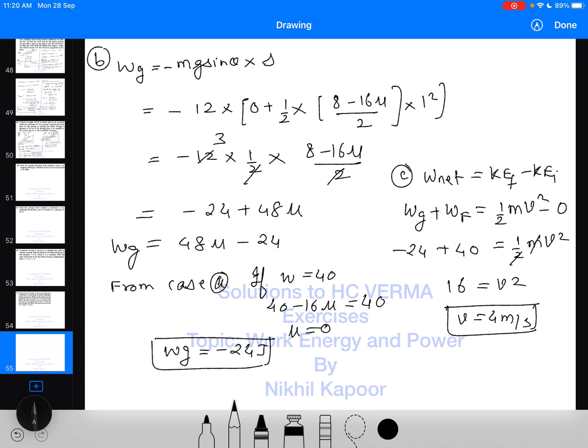This happens only if the work done by this particular force is 40 joule, then and only then. Otherwise we cannot solve this.